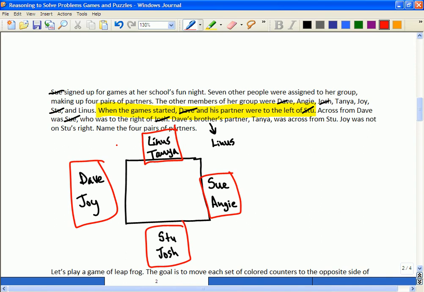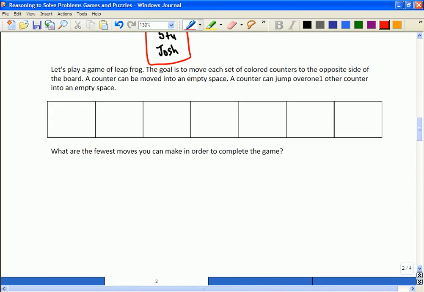Okay, so for the next activity, I have something for you, and it requires a fair amount of cooperation, I guess is the word I'm looking for, on your part. This is a game called Leapfrog. You might have played it before, but I've got a sheet for you here that you can use, so you don't need to copy that one down. I also have the counters for you so that you can play Leapfrog.